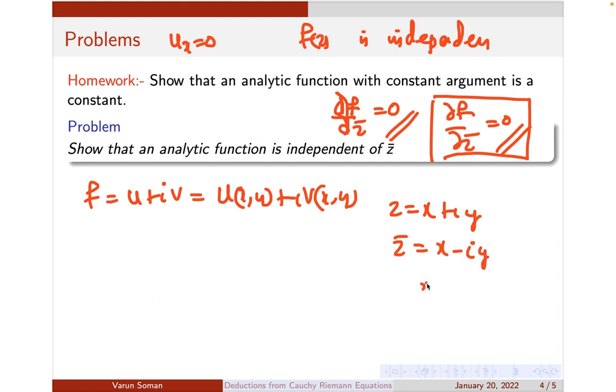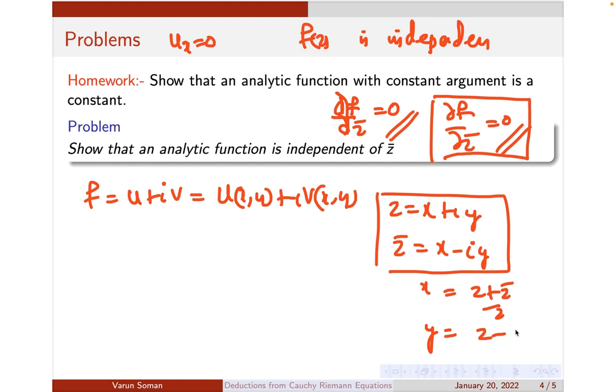Now can you write x in terms of z and z bar? Looking at these two relations, can you write it down? So x is actually z plus z bar by 2, just add them, and y is actually z minus z bar by 2i. So this x and y which are present in u and v can contain factors of z and z bar. You have to use that picture there. I hope this is clear. I am just writing the values of x and y here.